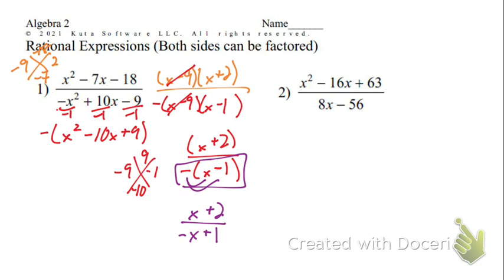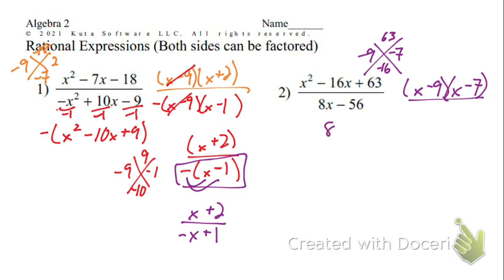Next one, I'll just go ahead over here. What are two numbers that multiply to a positive 63 and add up to a negative 16? They're going to be 9 and 7 as long as they're both negative. So I have x minus 9, and I have x minus 7. Now on the bottom here, you can factor out an 8. When you take out an 8, you're left with x minus 7. So that means they both go, and you're left with x minus 9 over 8. Alright, so that's those two taken care of.